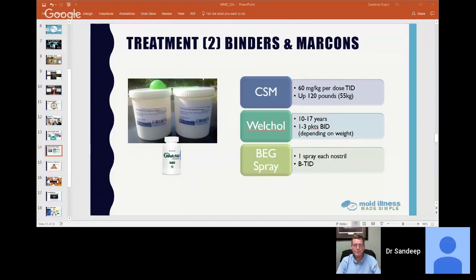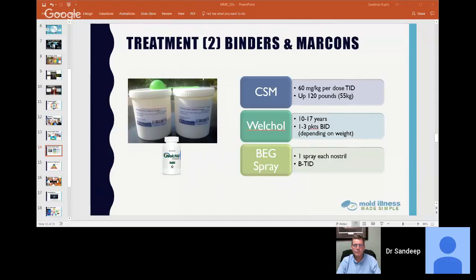I'll very quickly mention Welchol. Welchol is the main alternative to cholestyramine, and it's mainly used in children 10 to 17 years of age. And we usually use 1 to 3 tablets twice a day. I think it's tablets, yes. Yeah, it's tablets. And twice a day, depending on their weight, and your physician can tell you exactly.